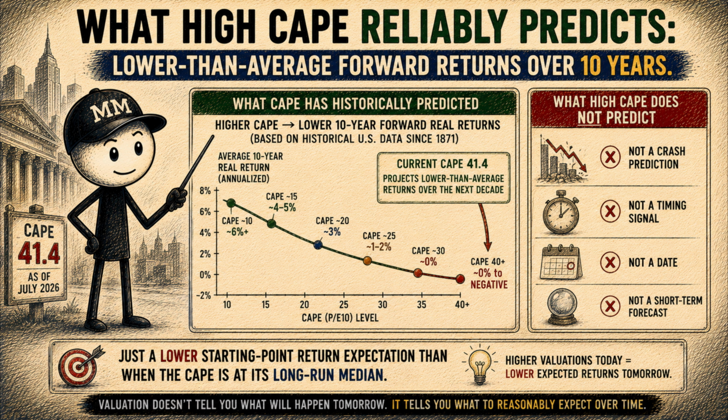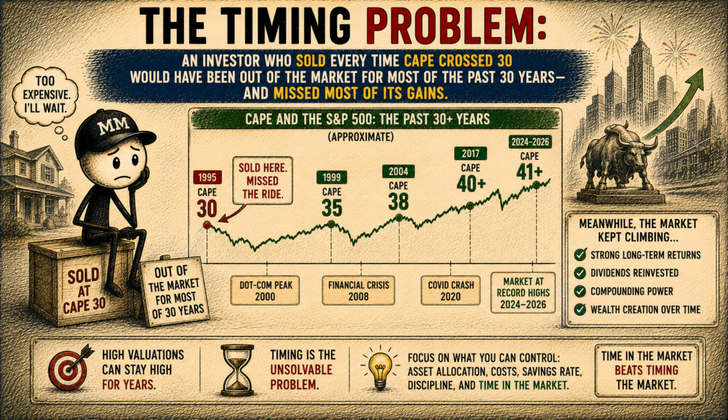The market can, and historically has, remained at elevated valuations for extended periods while still rising further. An investor who sold every time the CAPE crossed 30 would have missed most of the market gains of the past 30 years. The specific danger of market timing at elevated valuations: the investor who sells their entire equity portfolio because CAPE is 41.4 faces two specific problems.